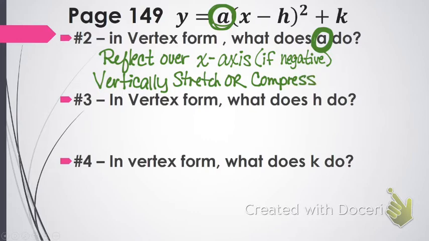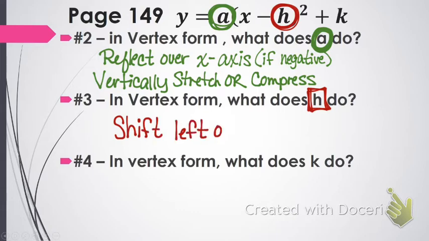All right. What about the H value, this guy right here? Your x-axis. Tells us if we're going left or right. This will shift it left or right. And finally, talk to me about the K value. You go up or down. Up or down.